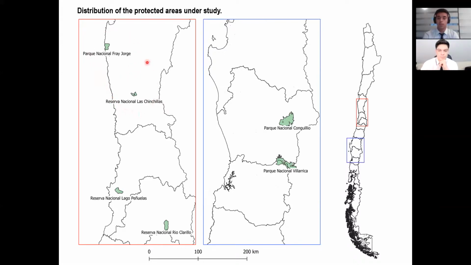In the north, we visited the Fray Jorge and Las Chinchillas National Park and Reserve. Then in the middle zone, we went to Rio Clarillo and Peñuelas National Reserves, while in the south, we took samples from Villarrica and Conguillío National Parks. Once there, we identified the perches of the raptors and proceeded to collect the pellets that we could find under them.